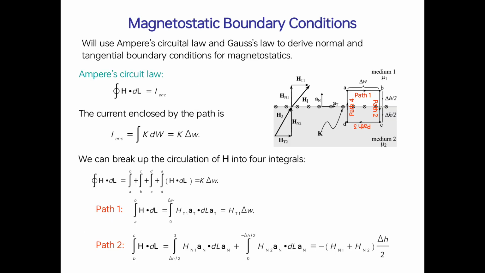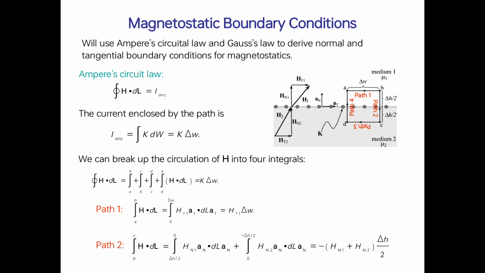Magnetic boundary condition. We can calculate the magnetic boundary condition using Ampere's circuit law and Gauss's law to derive the normal and tangential boundary conditions for magnetostatics. From Ampere's circuit law, we know that the closed integral of H dot dl is equal to I, where I is the current enclosed.